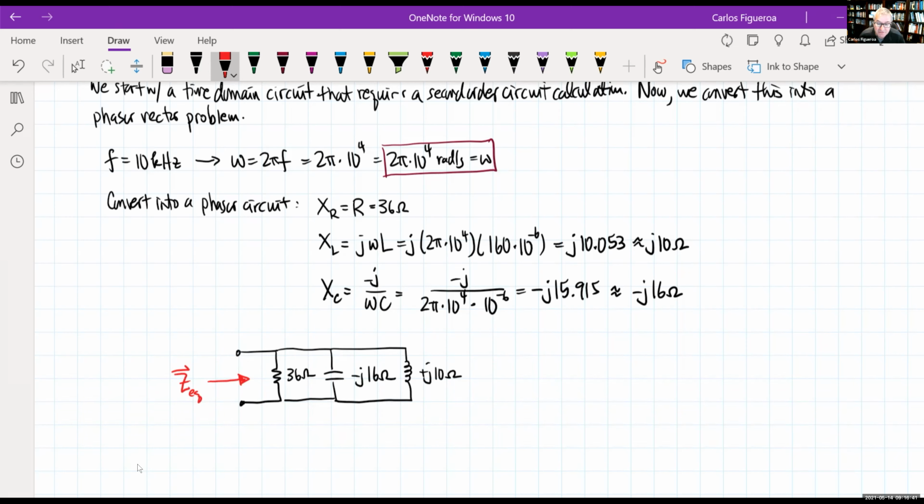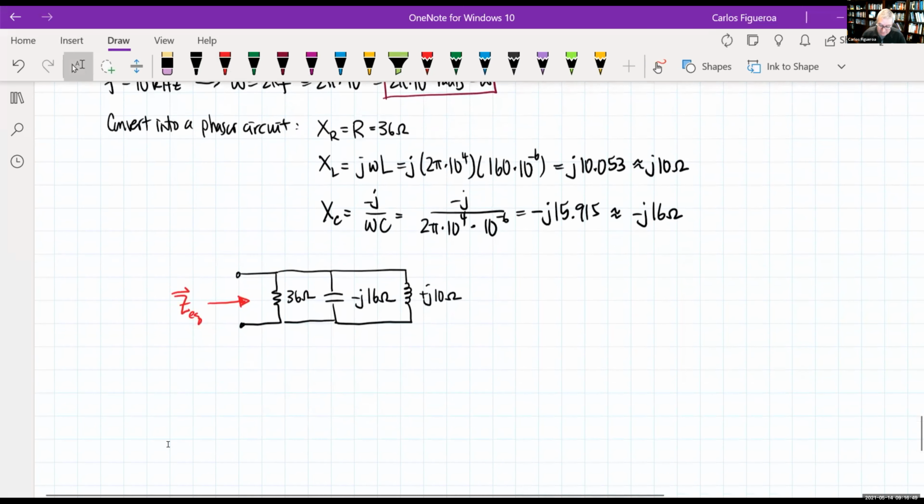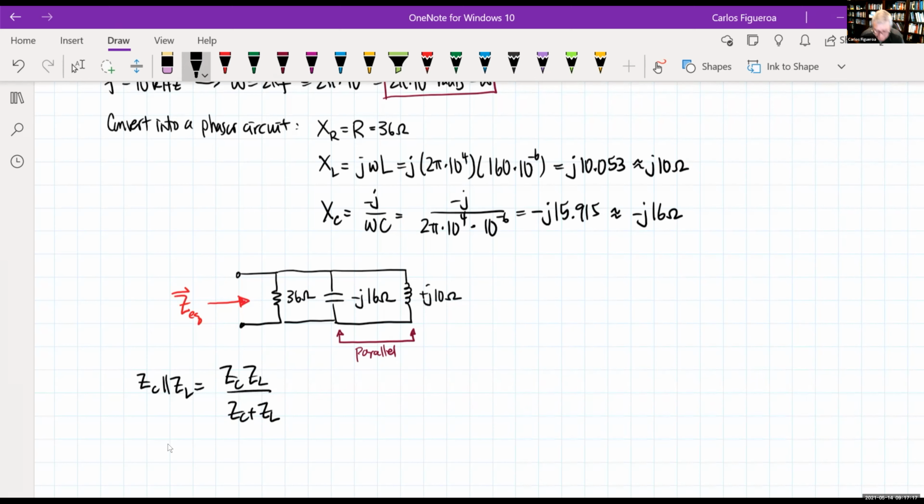So then I'm just going to start to use the standard things here. I think I'm going to deal with these two first. Since these two are in parallel, I'm going to do that calculation first. So here I go. ZC parallel to ZL, of course, is ZC times ZL over ZC plus ZL, just like we did back in chapter 2.